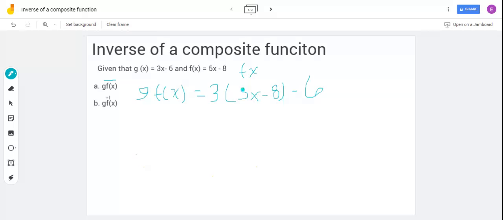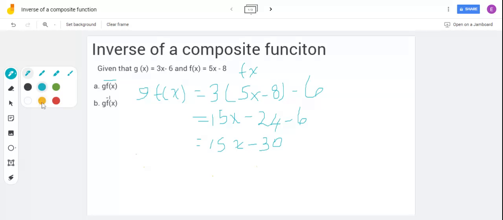What we're going to do after that is simplify this. So I'm going to multiply 3 times 5x to get 15x. And then 3 times minus 8, that's minus 24. And minus 6. So when I simplify that, I get 15x minus 30. So now we look at finding its inverse.